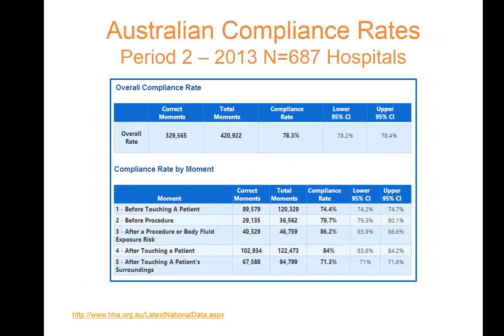After several years of investment, the most recent Period 2 data from 2013 tells us that of almost 700 contributing hospitals across Australia, hand hygiene compliance sits at around 78%, meaning that more than 1/5 of the time healthcare workers are either not performing hand hygiene or not performing hand hygiene appropriately. Now these numbers are large. They're based on a large sample of moments or opportunities for hand hygiene. So we can be quite confident that that figure is quite close to the truth.